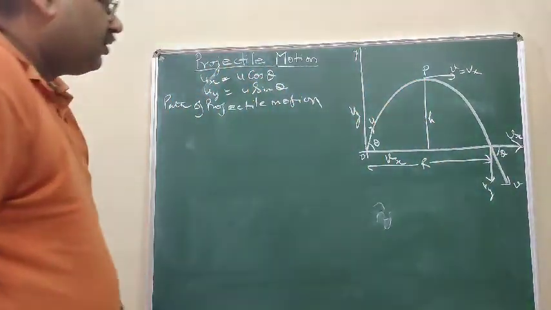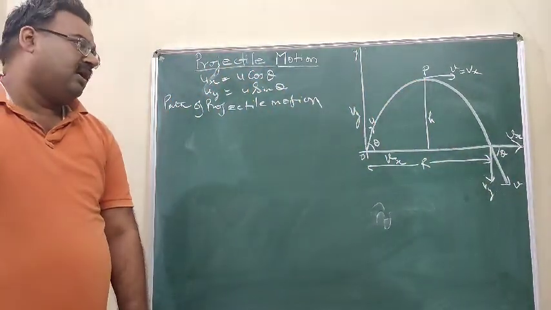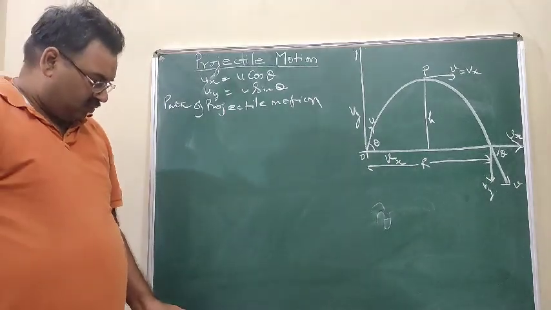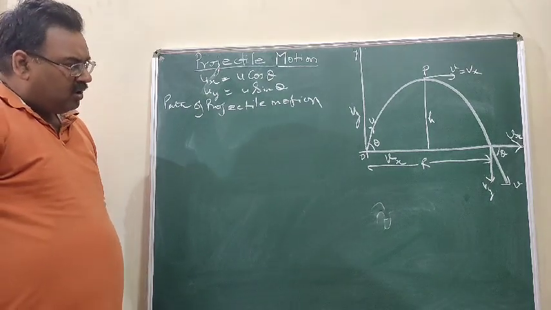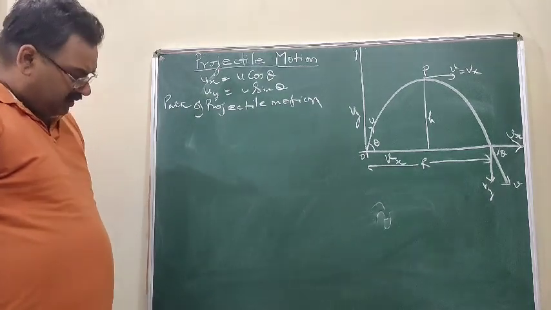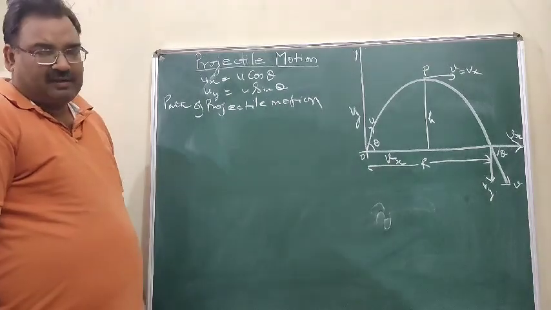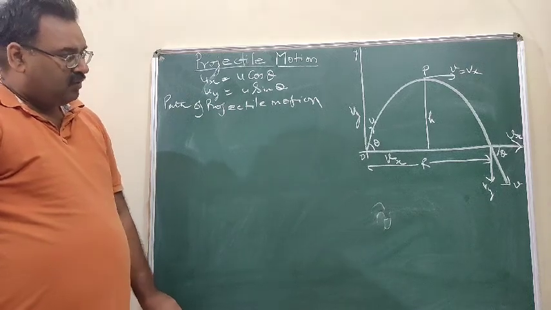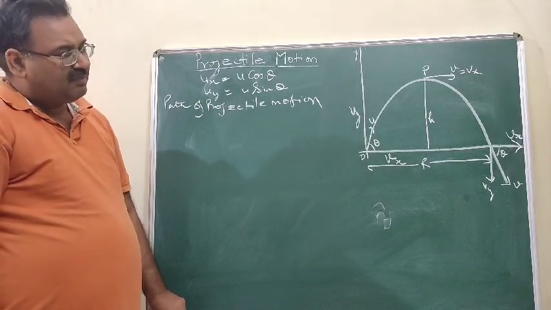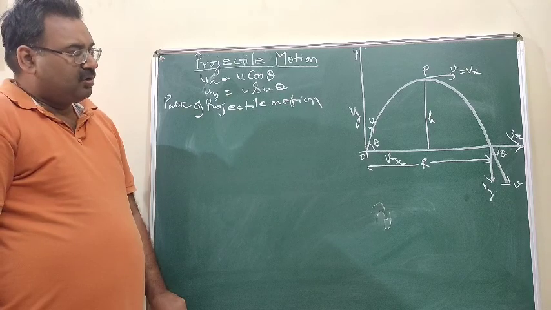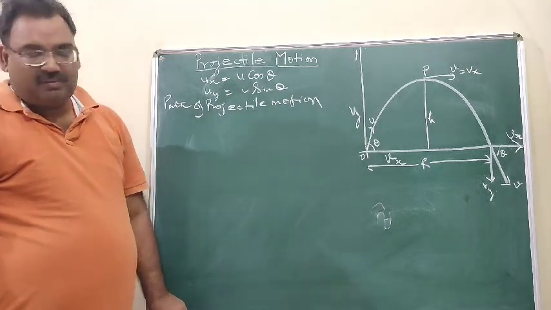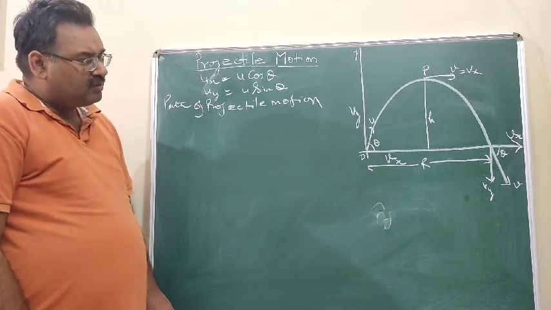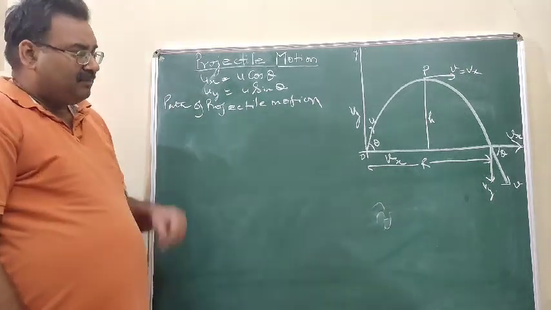So it is undergoing both vertical and horizontal motion. The vertical motion is under the influence of acceleration due to gravity. As a result, first its height increases, then it comes down. Whereas the horizontal motion is not affected by the acceleration due to gravity, so the horizontal velocity always remains the same. Let us consider that the projectile moves for a time t.